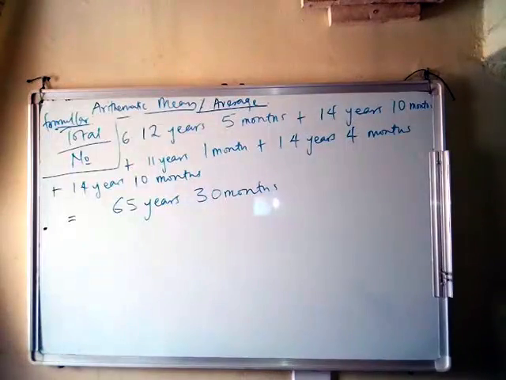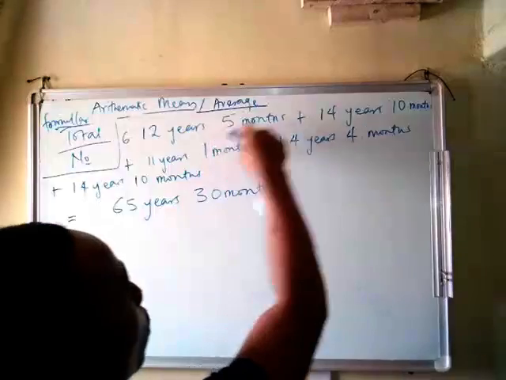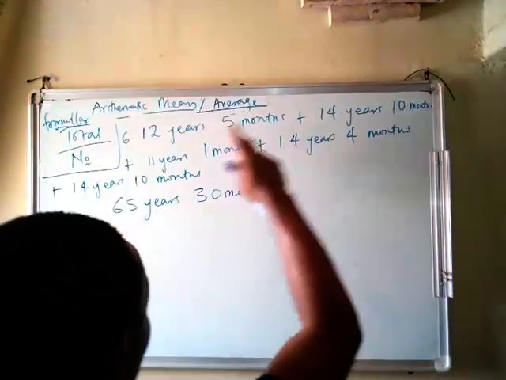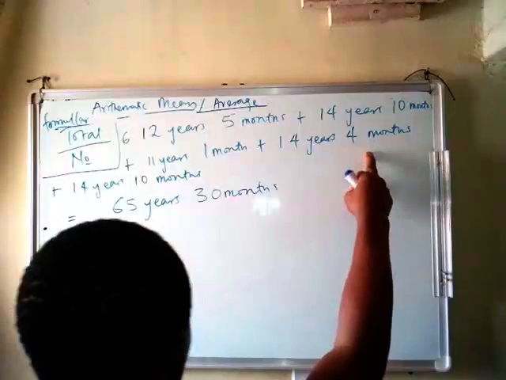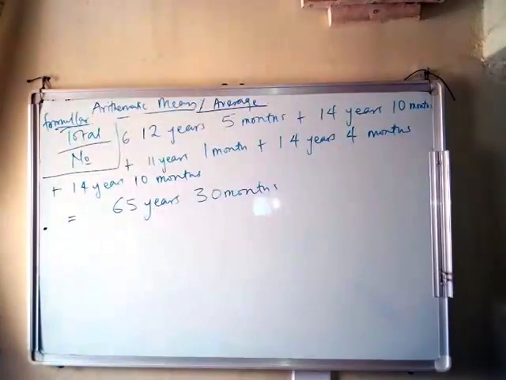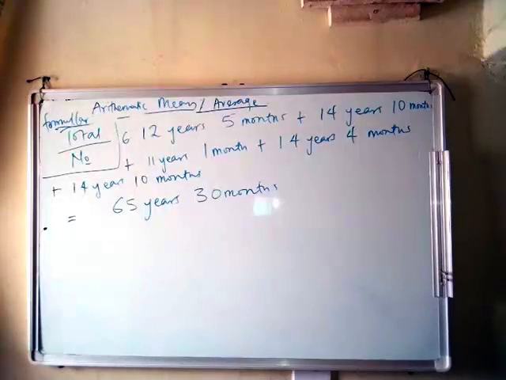Then 30 months. 65 years, 30 months. Let's be very sure about the months now. So we'll have 5 plus 10 is 15. 15 plus 1, 16. 16 plus 4 is 20. 20 plus 10 is 30. So we have 65 years, 30 months. So what do we need to do?